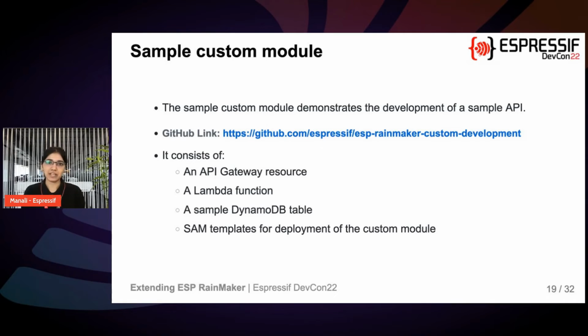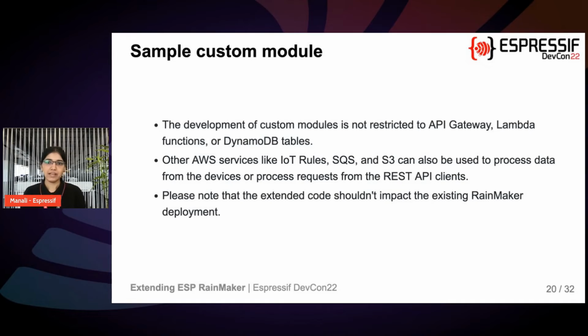There is a sample custom module provided at the public GitHub of Espressif Systems, which demonstrates development of a sample API. The project consists of an API gateway resource, a Lambda function, a sample DynamoDB table, and SAM templates to deploy all these resources. This will help you get a boilerplate code wherein you can add other features on top of it. Obviously, the development is not restricted to the resources which are provided in the GitHub repo. You can add other AWS services which you require.